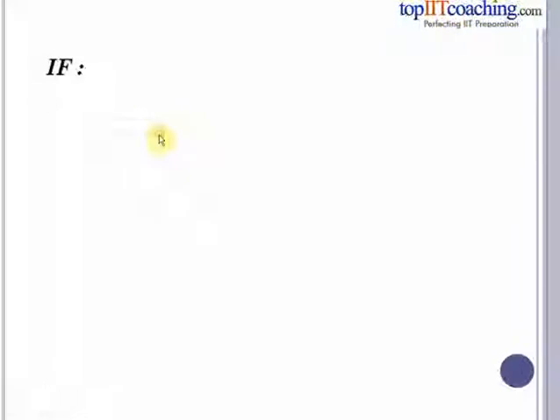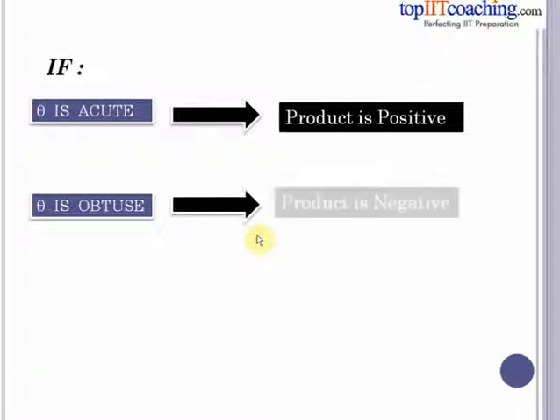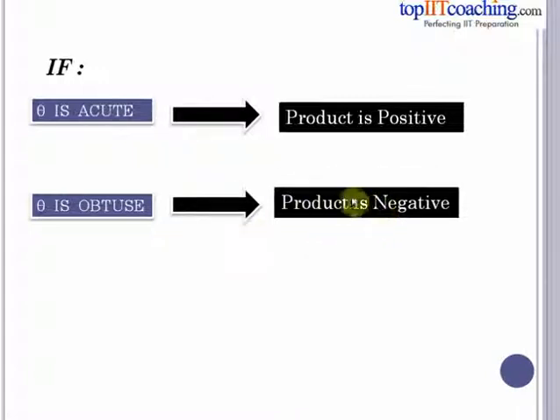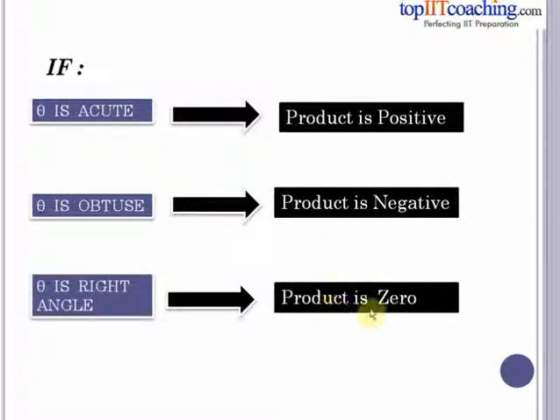Now if theta is acute, or the angle between the two vectors is acute, then the dot product would be positive. Similarly, if theta is obtuse, then the product would be negative. And if theta is a right angle, then the product is 0 because cos of 90 degrees is equal to 0. Thus we can say that if theta is acute, then the product is positive, if theta is obtuse, then the product is negative, and if theta is a right angle, then the product is 0.